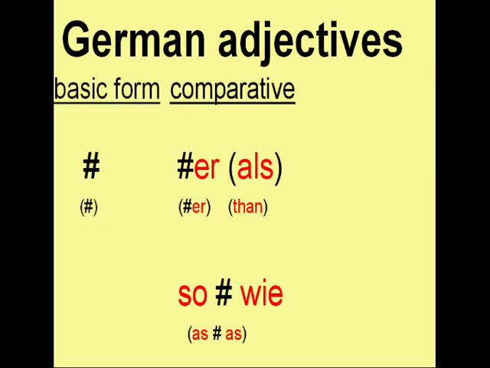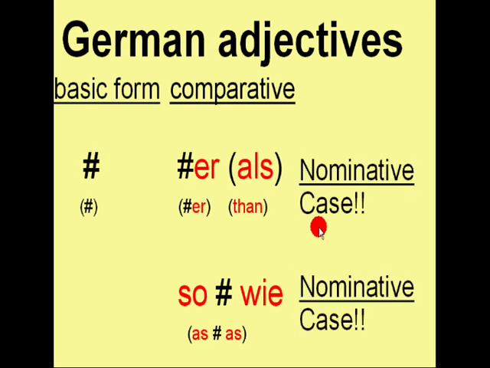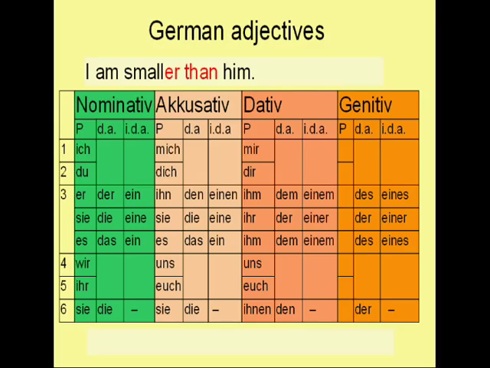Now there's something which is very important for you to know about the comparative forms in German. In German, after the words als and wie follows the nominative case. What do I mean by that? Let me demonstrate this to you. We have here, for instance, the sentence I am smaller than him. How would you translate this sentence?